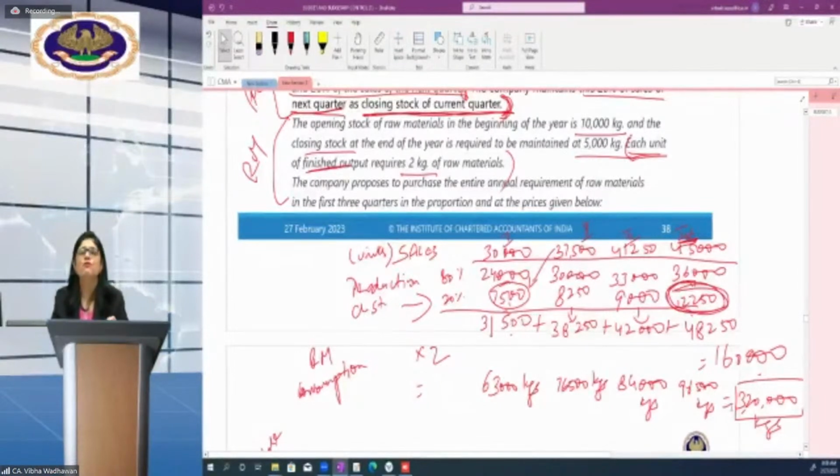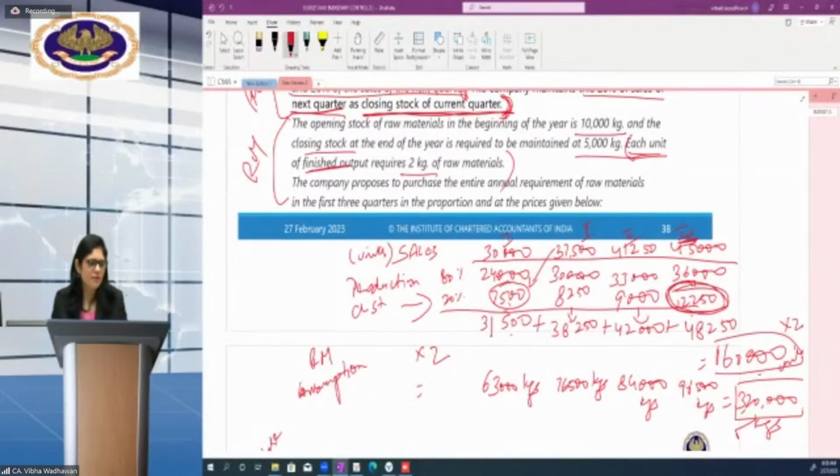3,20,000 kgs of raw material we require for the production of 1,60,000 units. You can cross-check that way also. 1,60,000 units to be produced. In 1 unit, 2 kg of raw material is required. So total raw material consumption has to be 3,20,000. 1,60,000 into 2 also, if you do, it will come out to be 3,20,000 kgs because 2 kgs are required per unit. All right. So we have the raw material consumption quarter-wise also and total also. Total raw material consumption 3,20,000.